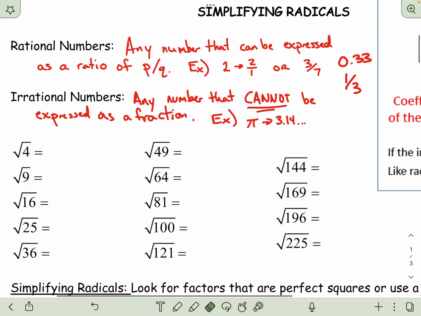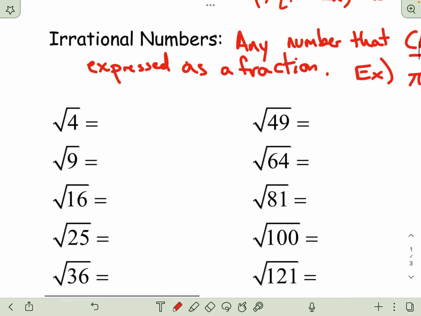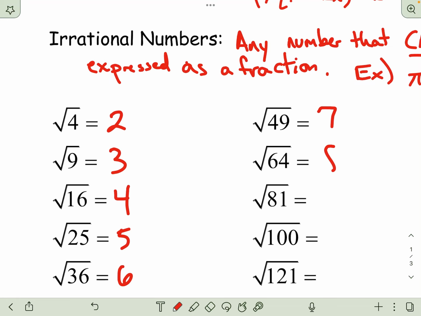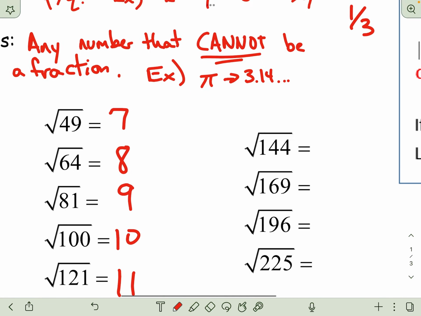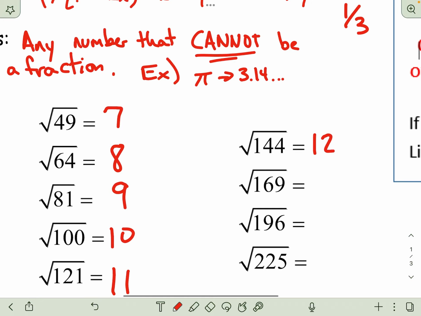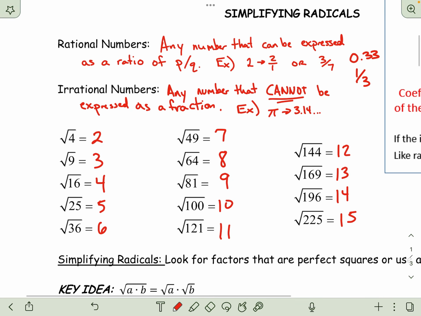Okay. All right. So below here, you can see that we have an index of 2. It's an imaginary 2 in this case. And we complete that. So the square root of 4 is 2. Square root of 9 is 3. It's 4, 5, 6, 7, 8, 9, 10. Square root of 121 is 11. Square root of 144 is 12. 13, 14, and 15. And you're probably asking yourself, why in the world did we just do that?